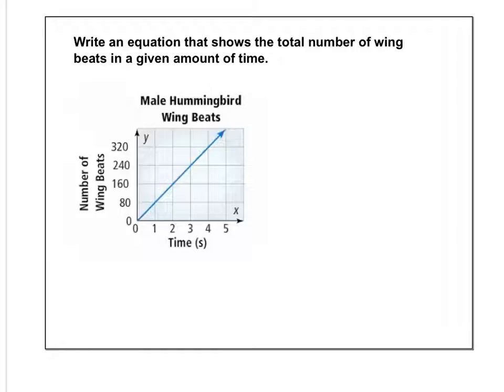Let's move on to examples when you're given a graph instead of a table. Again, this graph is used from the earlier lesson about constants, and it says write an equation that shows the total number of wing beats in a given amount of time. So we have a male hummingbird wing beats over seconds and the number of times it beats per second. To find my constant, I need to go to where x equals 1. So I'm going to find that on my graph, which is right here, go up and see what y value is that, which in this case is 80.